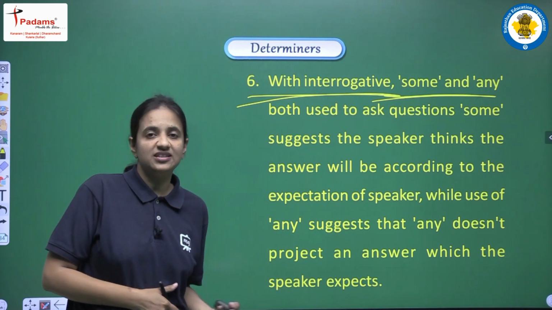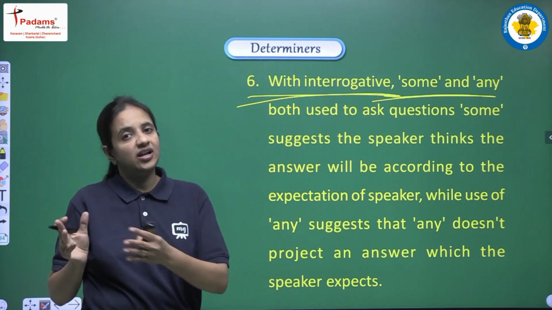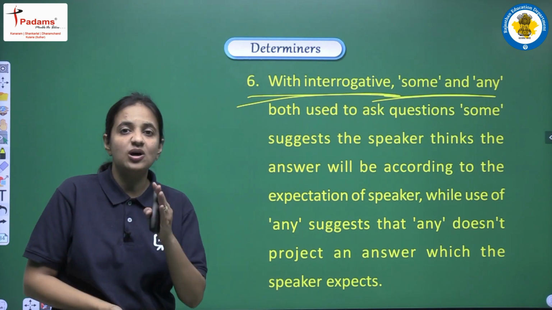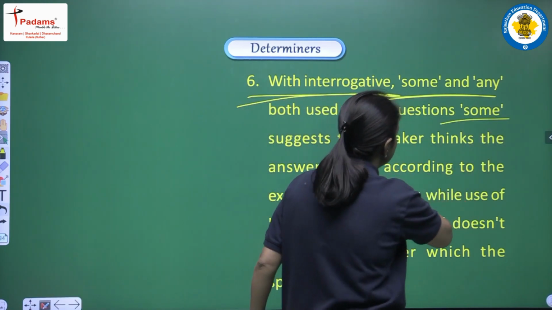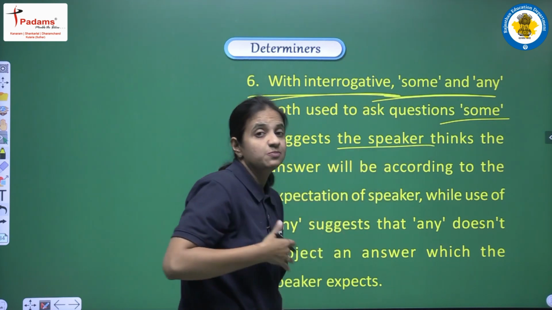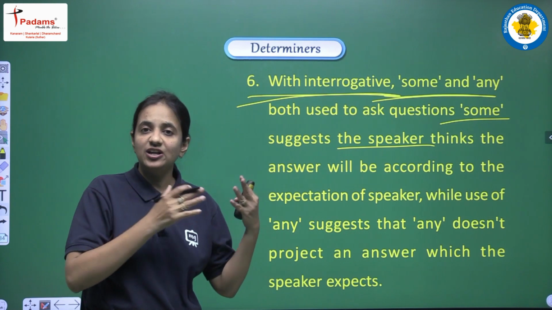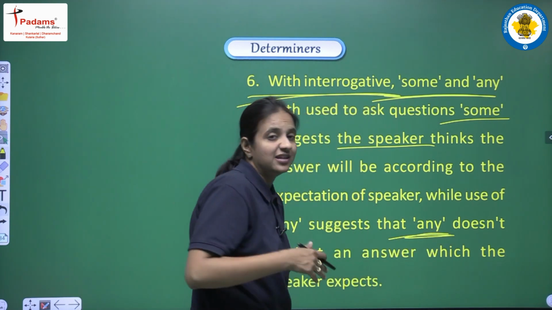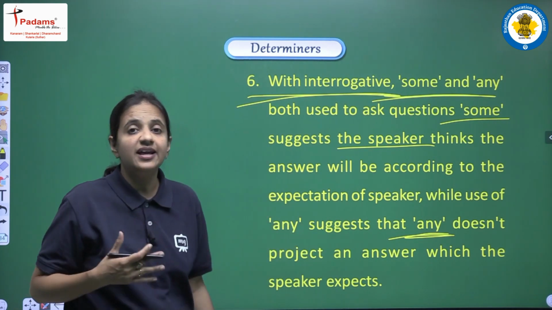अगर हम some use करते हैं तो sentence का जो meaning है वो हल्का सा change हो जाता है, और अगर we are using any, then also we are having a different meaning. So how? Let's understand one more time. If we are using some, it means that the speaker is expecting that जो answer होगा that will be according to his expectations. But if the speaker is using any in that question, he doesn't project an answer which the speaker expects.